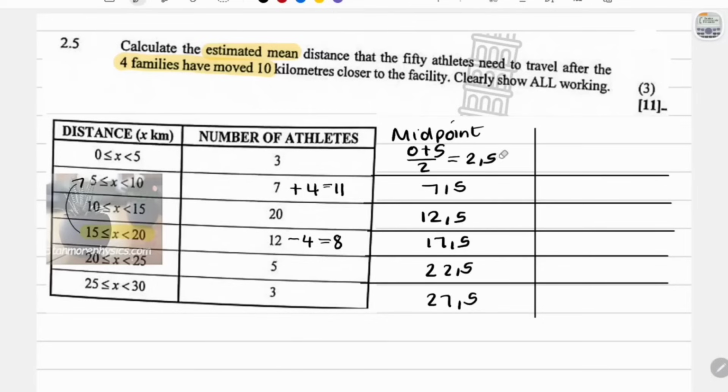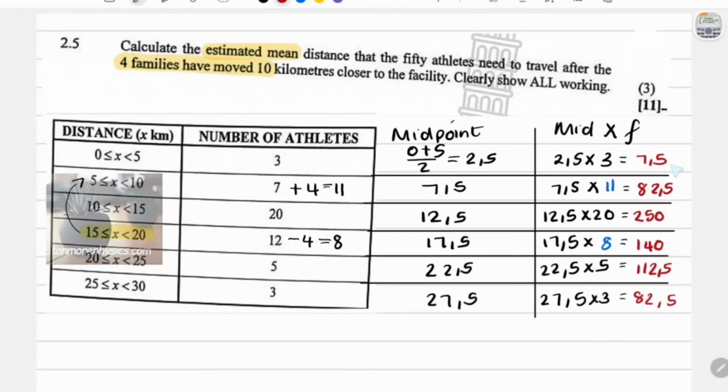We're estimating that that's how far they are from that training facility. So in order to get to this part, we're just going to say that midpoint multiplied by our frequency. Okay, so we're going to say 2.5 times 3, the number of athletes that we have, and 7.5 times the number that we have here, which is now 11, and so on. And these are the values that we get. Okay, so we get all of those.